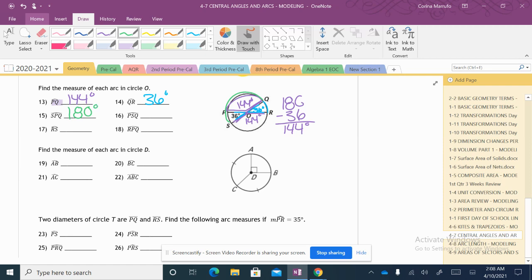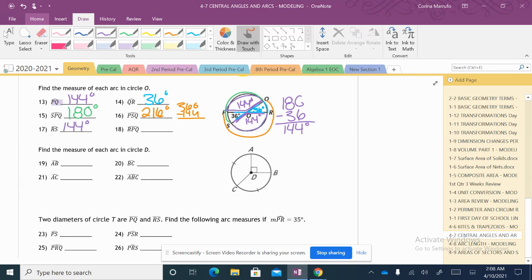The next one is P, S, Q. So P to S first and then to Q. So it's everything except for this 144. So I'm going to do 360 minus 144. That gives me 216. The next one from R to S. Here's R to S. We already found R to S. We said it was 144.